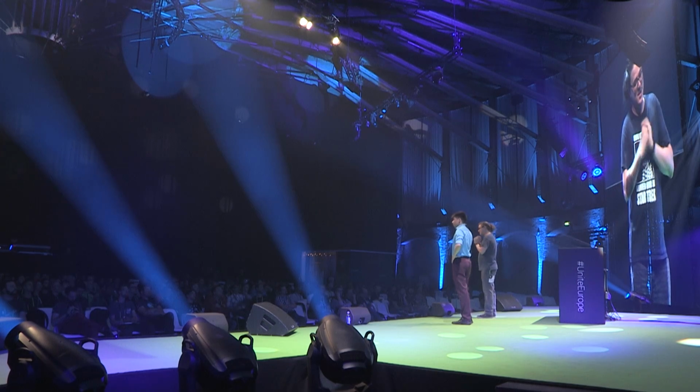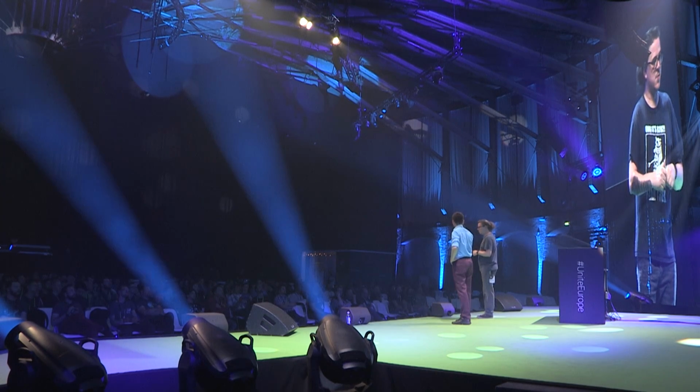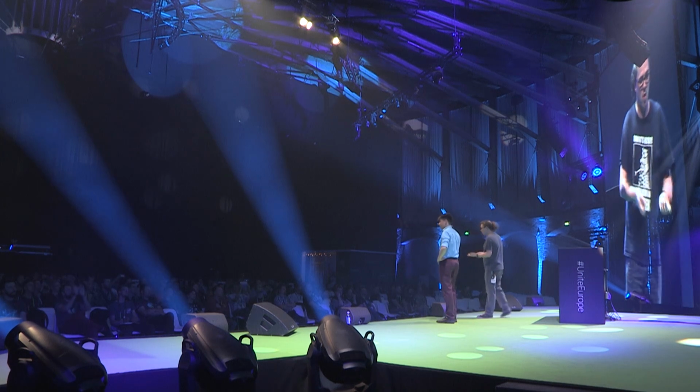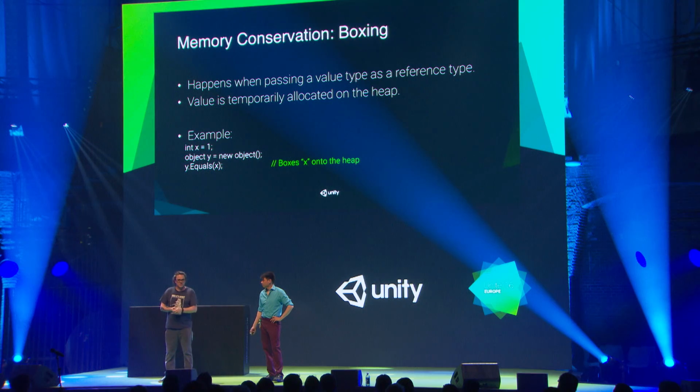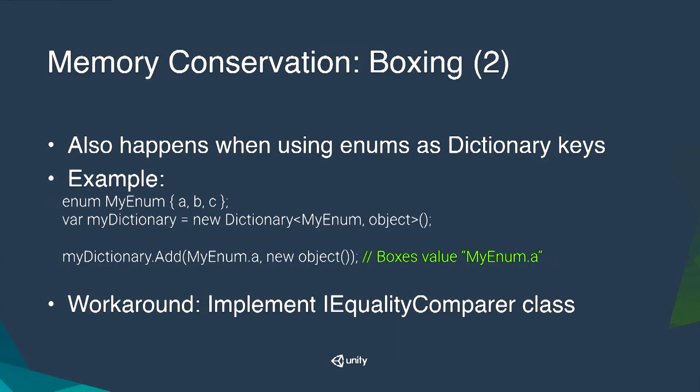Boxing. Ian's going to talk about this more later because it's one of our pet peeves, but it's a common cause of temporary allocations. It just happens when you pass a value type as a reference type. A classic example is enums for your key in a dictionary. This is very common. I find it convenient. Everyone finds it convenient. But there are ways to solve this.